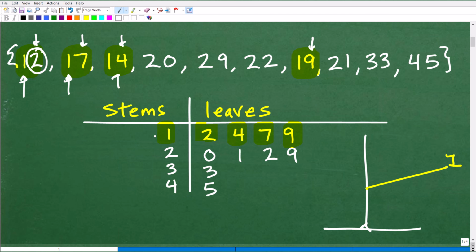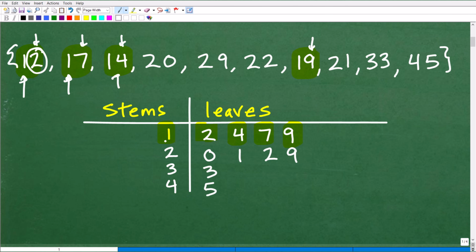Okay, so we have the 1 stem, and then of course these are our leaves: 2, 4, 7, and 9. Now, you don't have to write this branch. I'm just showing you that this is the main idea. This is our one stem, and these are our leaves that are coming off that stem, or that branch. And it's a good visual way to see what's going on.